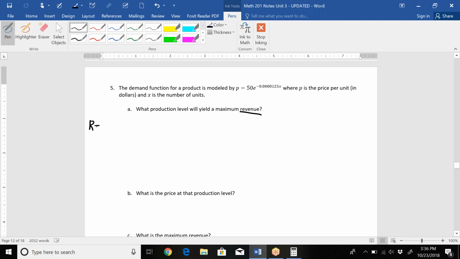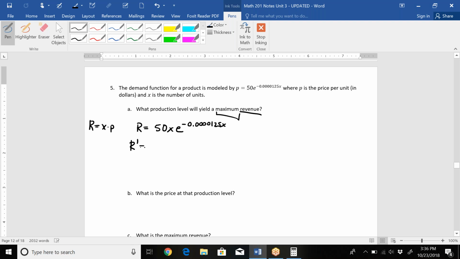So revenue is X times P, which in this scenario would be 50x, because we're just going to times it by what's in front of that e to the negative 0.0000125x. So I had to count 4 zeros there. To get a maximum revenue, we need to take a derivative of that.